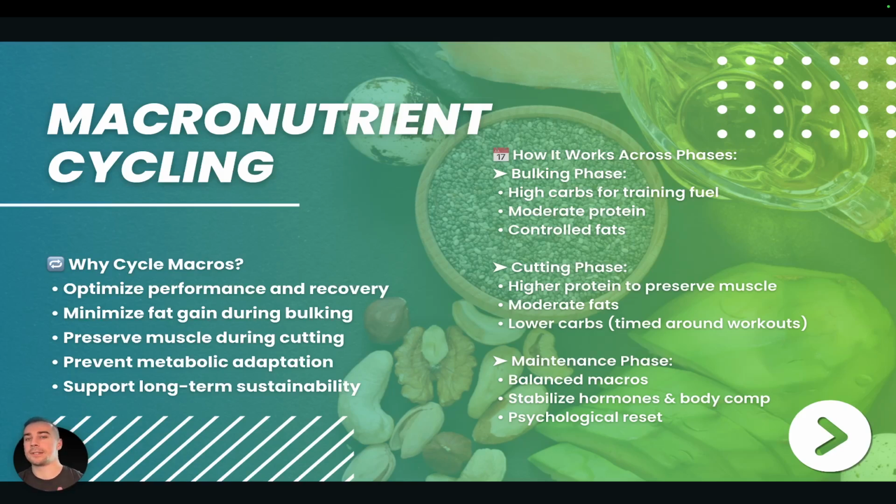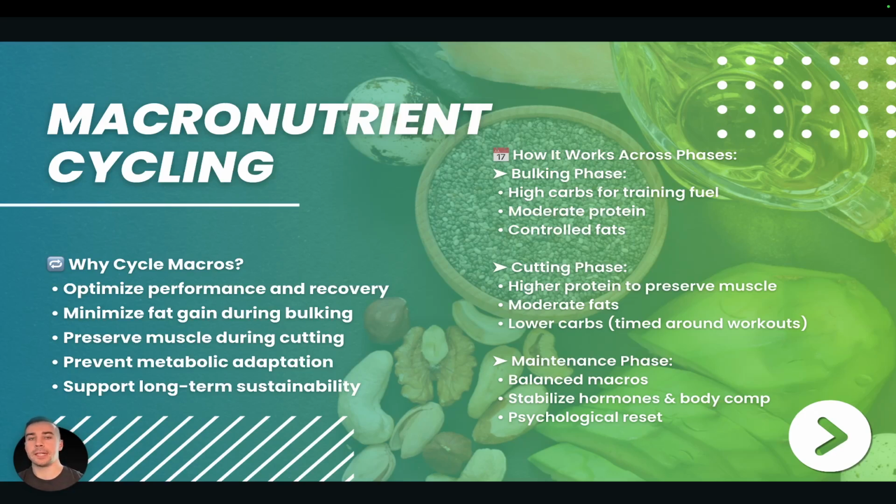Like I just mentioned with the previous slides, you noticed that there were macros, and each of those specific nutrients was labeled as a carb, protein, and fat. So macronutrient cycling. Why is this used? This is to optimize performance and recovery, minimize fat gain during bulking, preserve muscle during cutting, prevent metabolic adaptation, and support long-term sustainability.